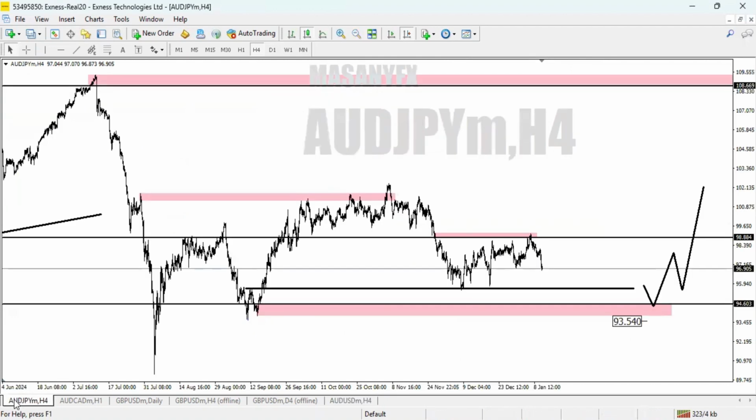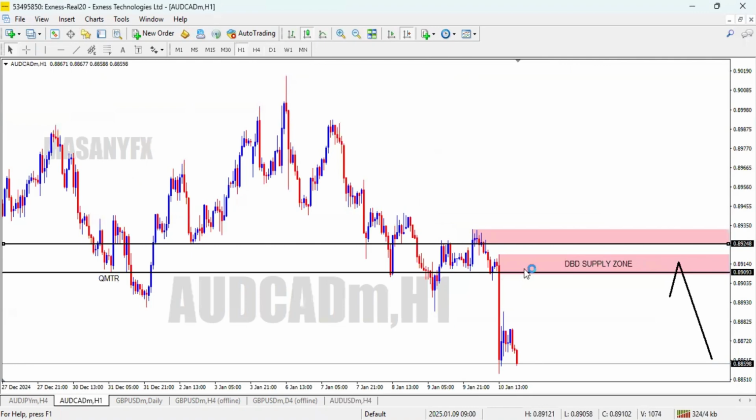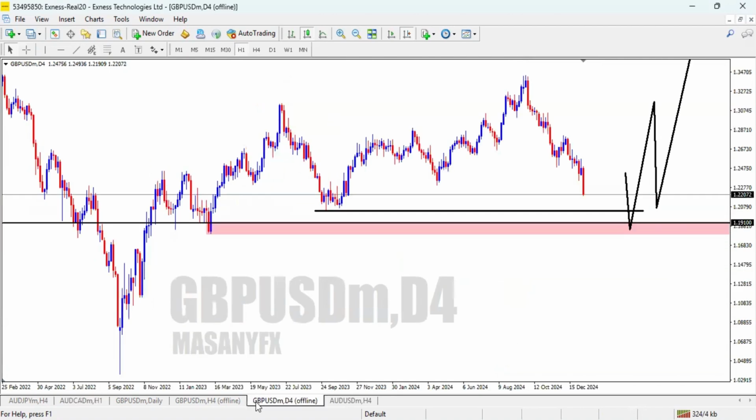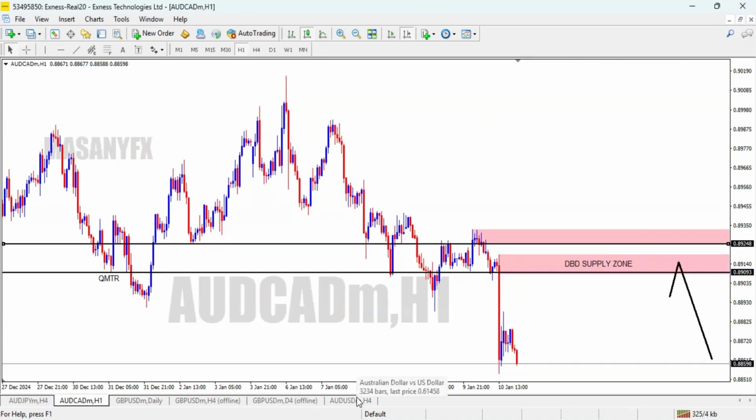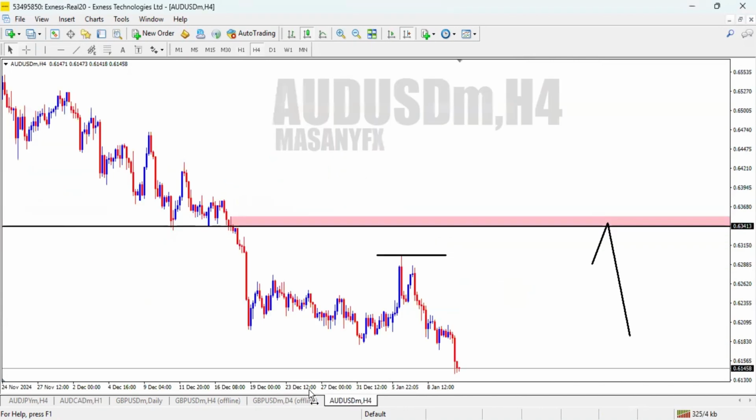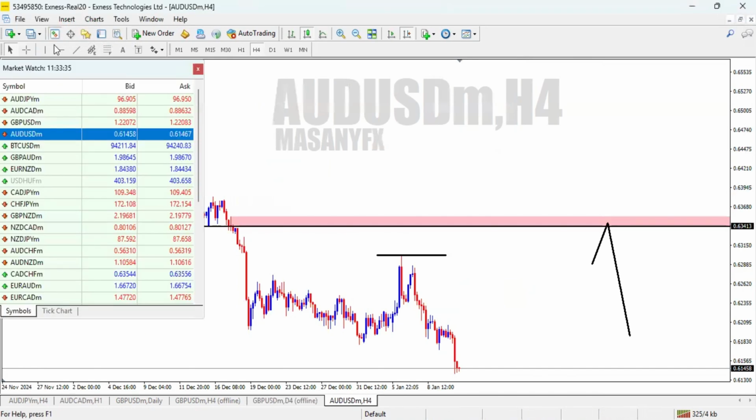Let's check AUD JPY. AUD JPY is coming here. AUD CAD. AUD CAD and AUD JPY. AUD CAD and AUD USD. We are almost expecting one thing, almost the same thing. Okay, let's move to another pair.